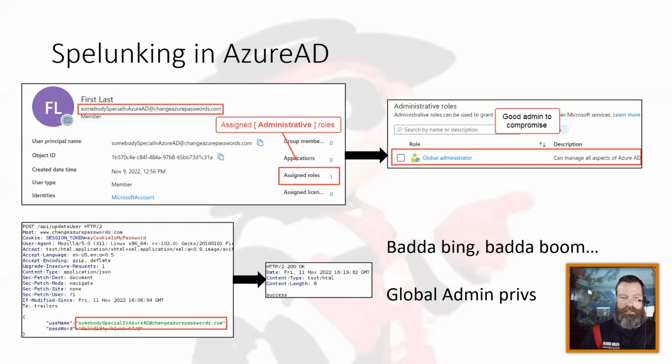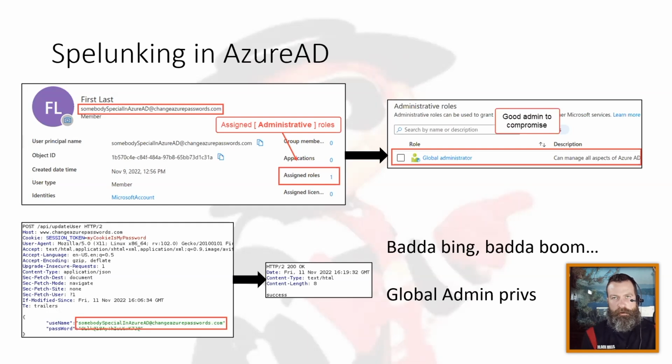So to exploit this, we're going to jump back to the web app, which is that screenshot in the lower left. And I took the password change request and take out nobody special, put in somebody special, send the request, get a response back. Success. Bada bing, bada boom. I've got global admin privileges at this point.